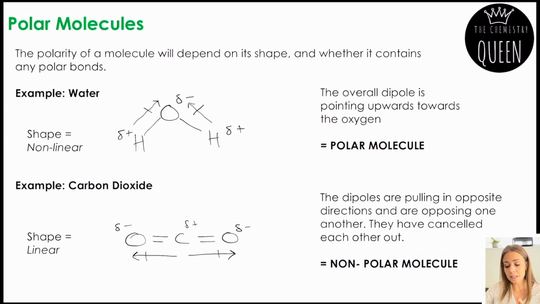So even though it's got polar bonds, the carbon-oxygen bond is polar because there's a difference in electronegativities. When you actually look at the dipoles within the molecule, you can see that they're cancelling each other out. So we say that the molecule is non-polar.